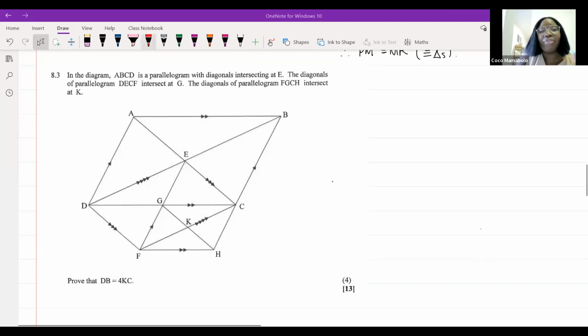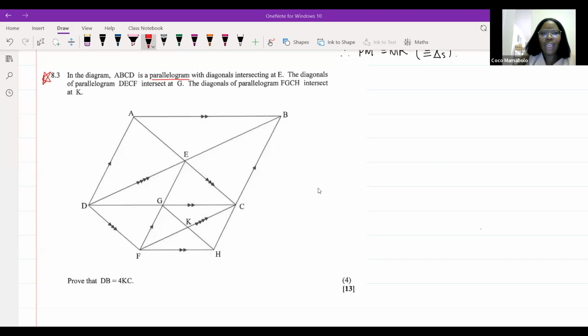Let's start by reading the write-up. Let's start up here. In the diagram, ABCD is a parallelogram. Give me a thumbs up if we know the properties of a parallelogram. Correct, Isayan. There we go. Good. We know something. We know the properties of a parallelogram. So we know that ABCD is a parallelogram.